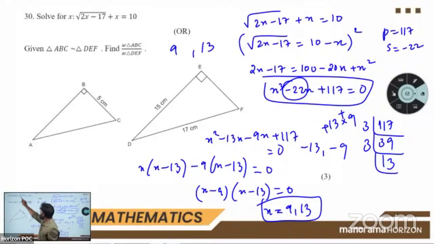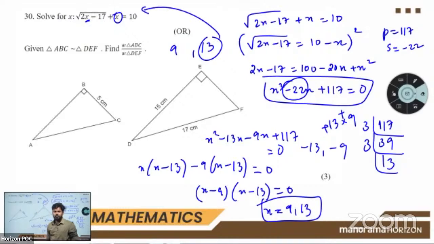Just put the value 9 here. When you put the value 9 here, you get 18. 18 minus 17 is 1. So that root is 1. Then 1 plus 9 is 10. That's exactly satisfying. Now, when you put 13 here, 13 into 2 is 26. 26 minus 17 is 9. And what is the root of 9? 3. So when you put x as 13, 3 plus 13, is that giving me 10?